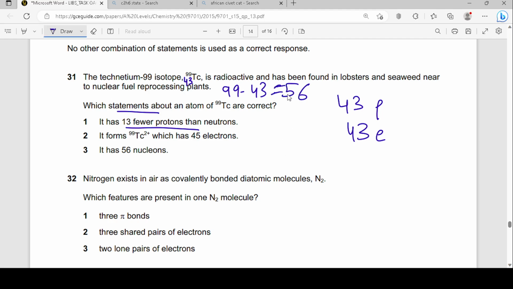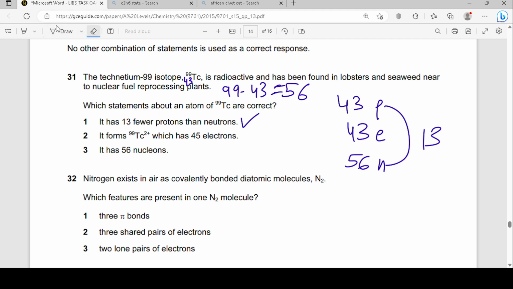You know, I could have just done mental math. I don't know why. You become too reliant on the calculator. That's sad. But anyways, let's continue. Now what's the difference between 56 and 43? That is 13. So 56 and 43 is a difference of 13. So it has 13 fewer protons than neutrons. So 43 plus 13 will be 56, right? So 13 fewer protons than neutrons, that's true, right?